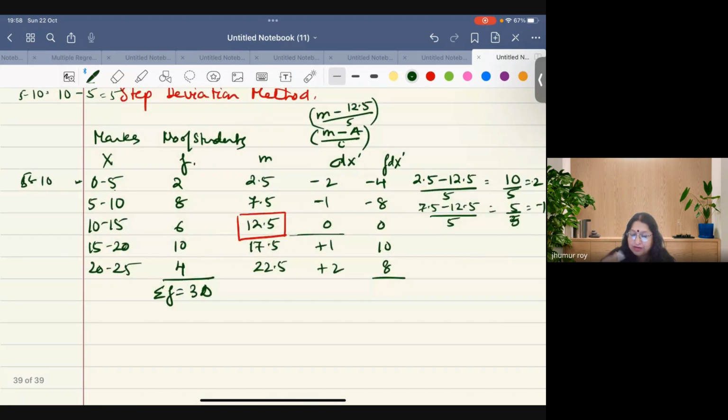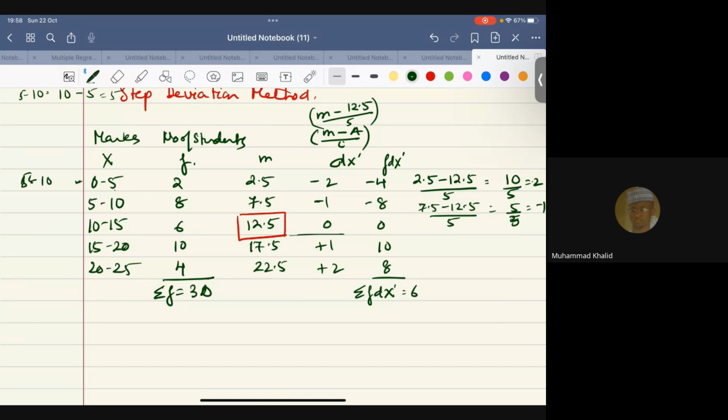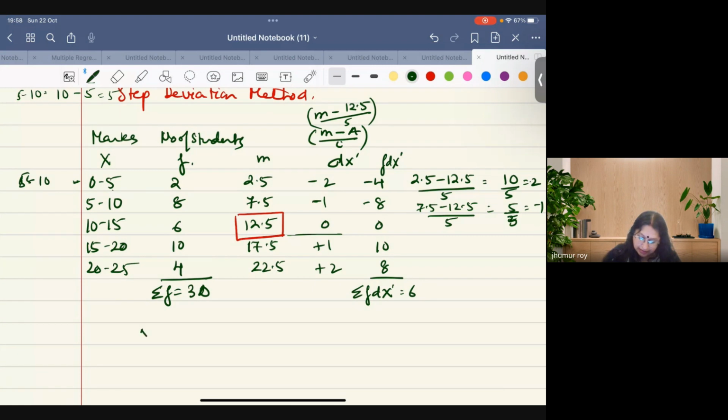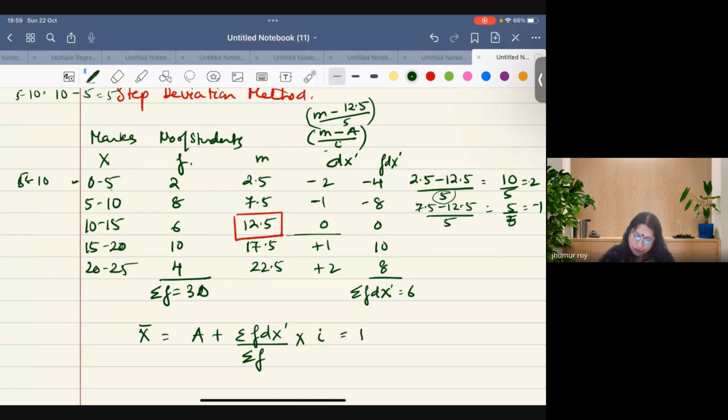Now add the values. What are you getting as sigma f d x dash? 6. Okay. Now x bar is equal to A plus sigma f d x dash upon sigma f, multiplied by I. Why are we multiplying by I? Because here we have divided by I, that's why we are multiplying it by I. So the assumed mean is 12.5 plus 6 divided by 30 multiplied by 5. Here 5, 6, 6, 6 cancels 1. So 12.5 plus 1 is equal to 13.5.